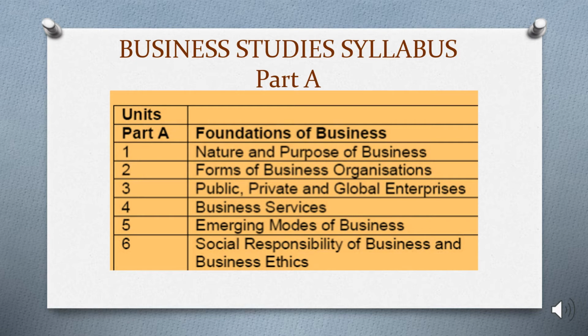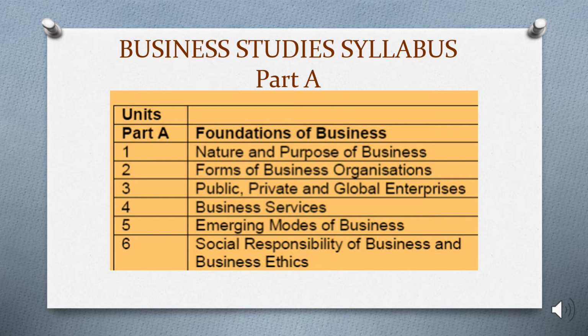Chapter 2 will be forms of business organizations. Forms of business organization means there are many ways to set up your business. Some people set up their business alone, so they are sole proprietors. Some people, you and your friends might start a business partnership, or you might open a company form of organization, or there might be a cooperative. Okay, so these are the different forms of business organizations.